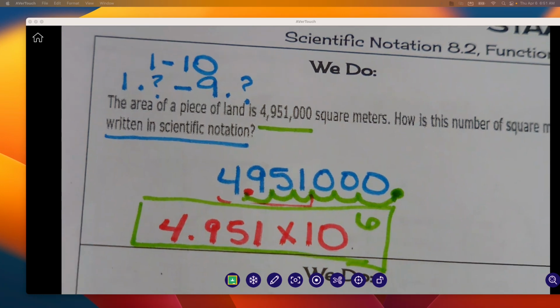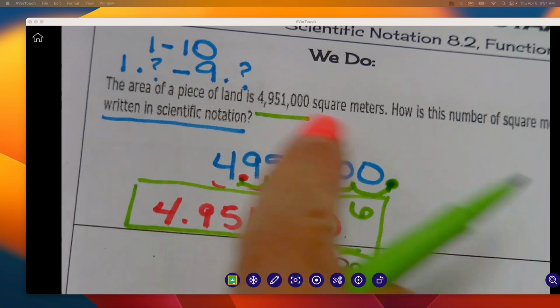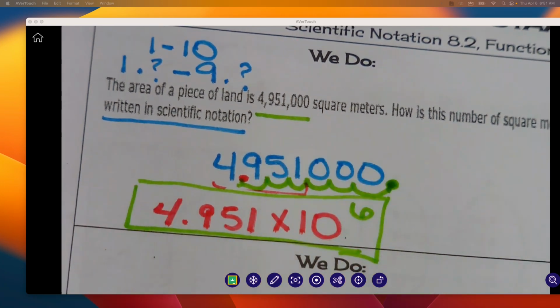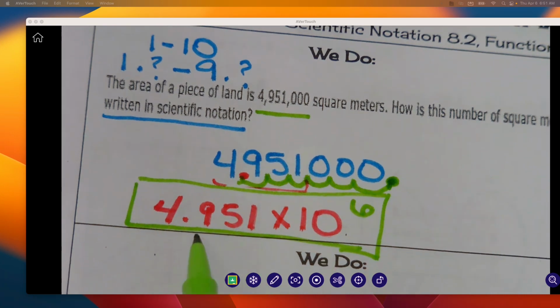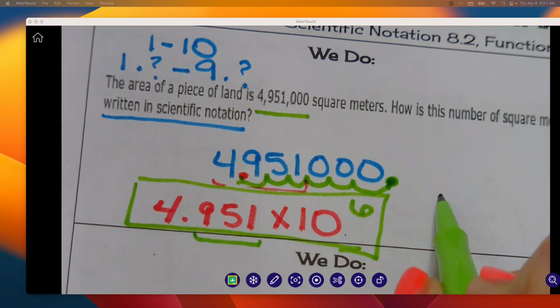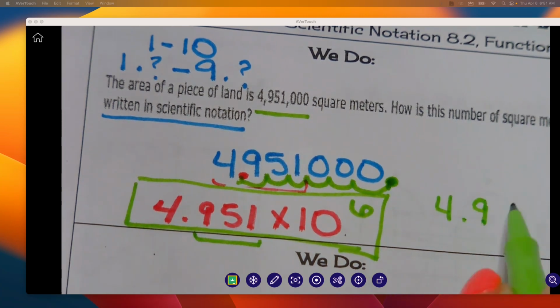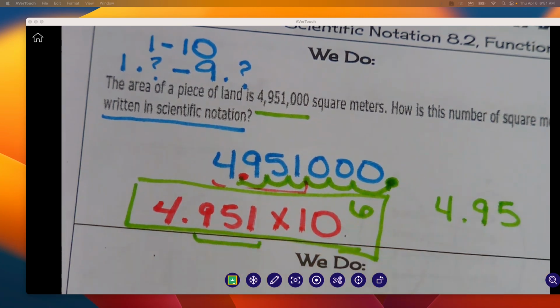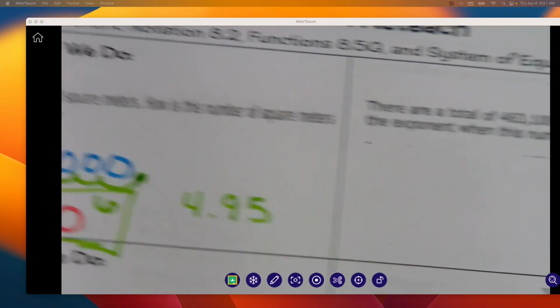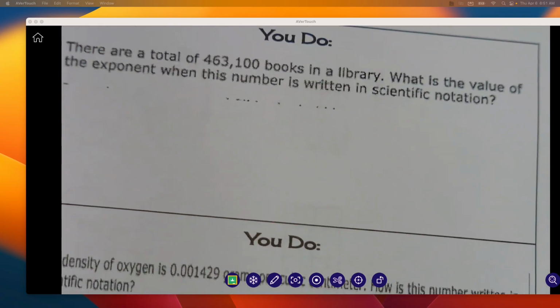Okay, now I will tell you this. I want you doing this first, and then if it's a multiple choice question, guys, I want you to match it up. Now, sometimes they won't take it all the way out these 3 places. Okay, you might just see it as 4.9. You might see it as 4.95. Okay, but just know it's all the same. Okay, so what I'm going to do is I'm going to pause the video, and what I want you to do is I want you to do the you do.